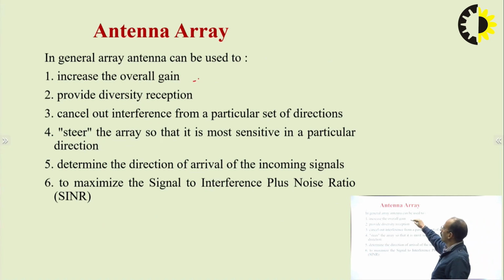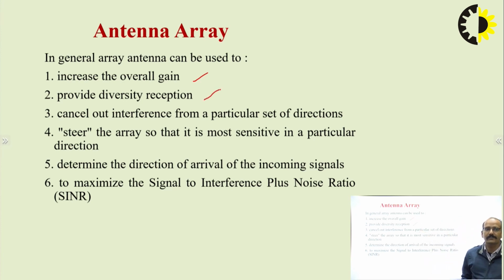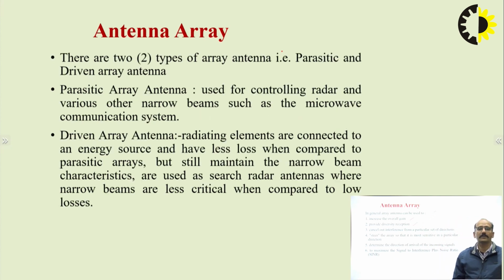Basically to increase the overall gain, provide diversity reception, cancel out interference from a particular set of directions, steer the array so that it is most sensitive in a particular direction, determine the direction of arrival of the incoming signal when used as a receiving antenna, and also maximize the signal to interference plus noise ratio, SINR. So these are some basic requirements of antenna array. This is also a likely question from the university point of view.